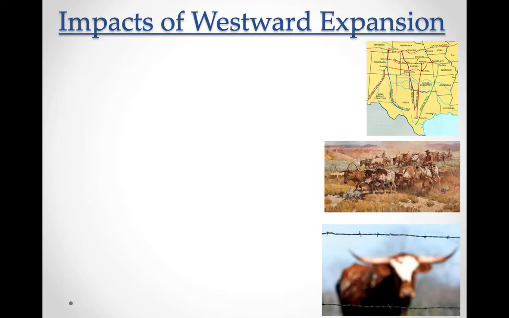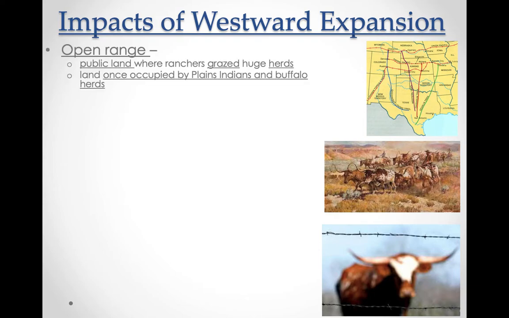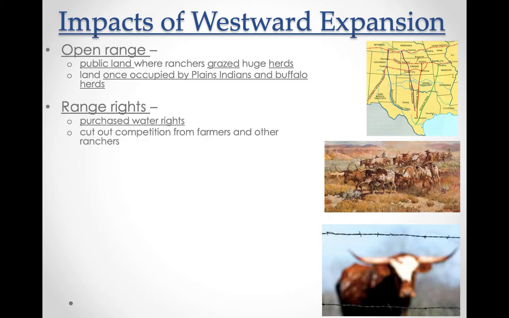The events of westward expansion dramatically changed the western part of the United States. Much of the land in the Great Plains was considered open range prior to westward expansion. It was public land where ranchers could graze their huge herds of cattle and settlers could settle down and farm upon. However, as the West developed, people began to buy what are known as range rights in order to control access to water and some of the other resources needed in order to successfully farm and ranch.